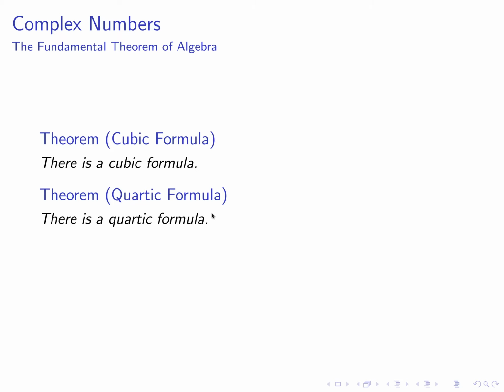But there is an interesting result of Abel from 1824, which says that there is no quintic formula. So Abel was a young mathematician who in 1824 managed to prove that there is no formula for the roots of a degree 5 polynomial in terms of the coefficients of that polynomial. So in essence, what he proved is that the problem of finding roots of polynomials is a very difficult one.